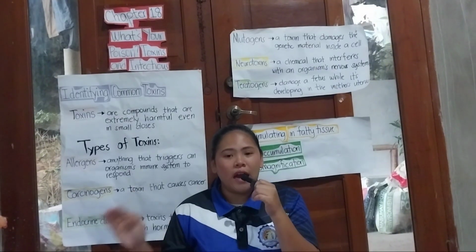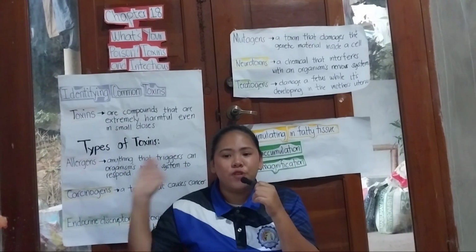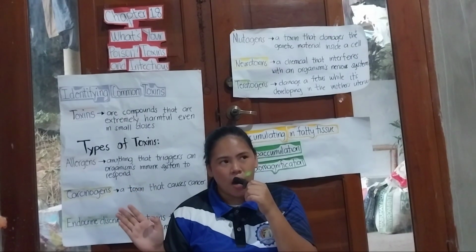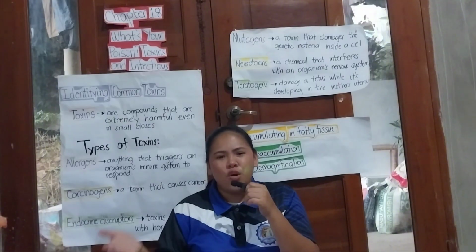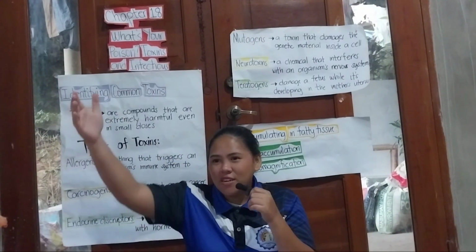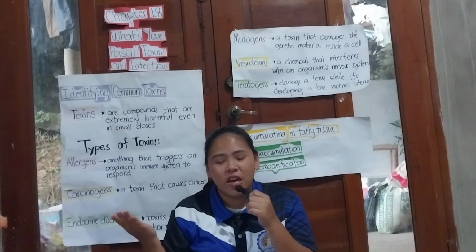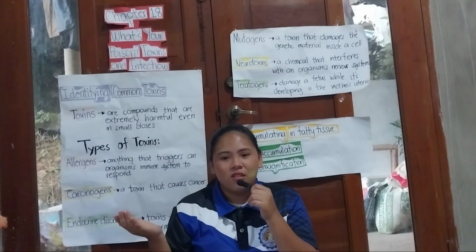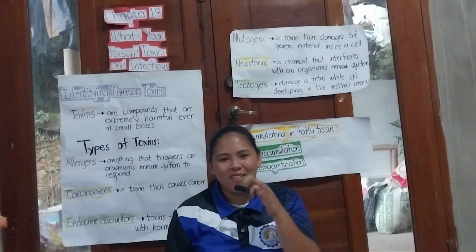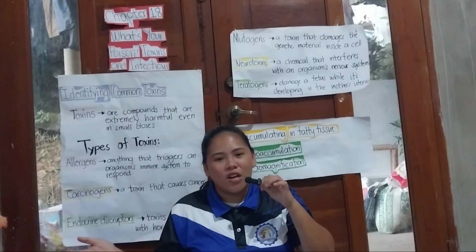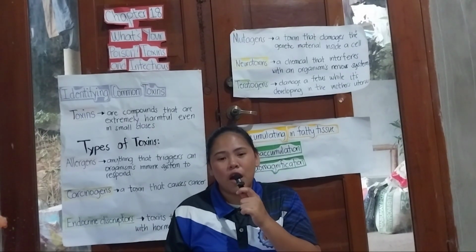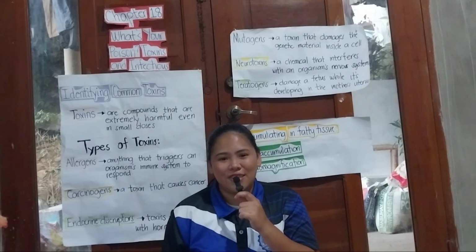So, I want you guys to raise your hand if you heard about mercury in fish or BPA in plastics. Where did you hear about it? Anyone who can share if they hear about this? All right, thank you for your answers. So, those are examples of toxins, and they are part of our lessons today.